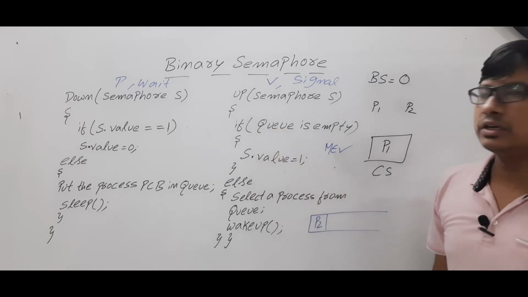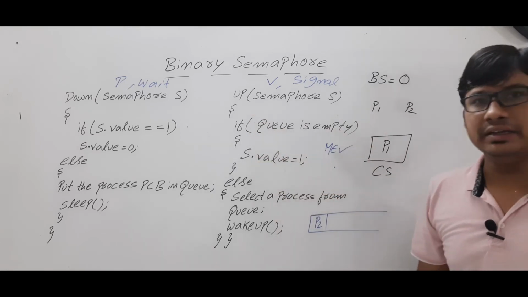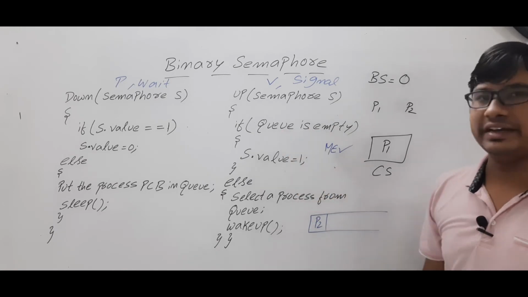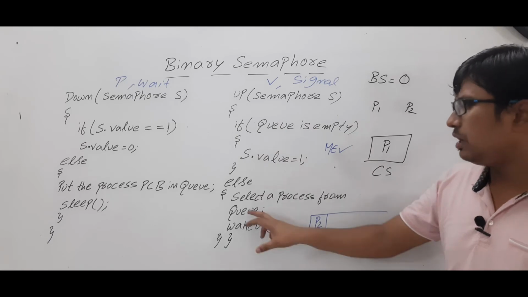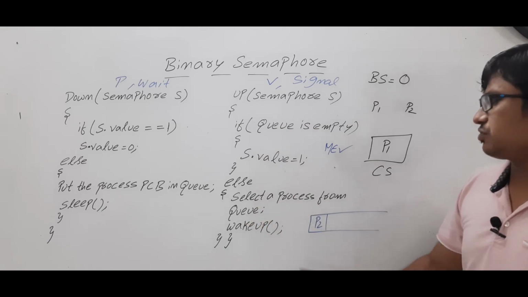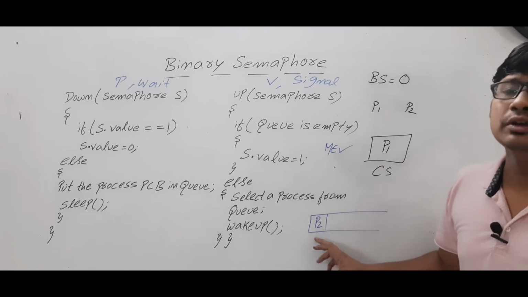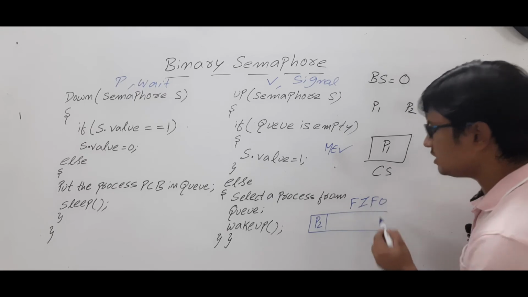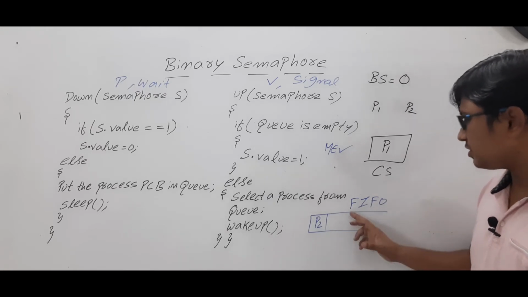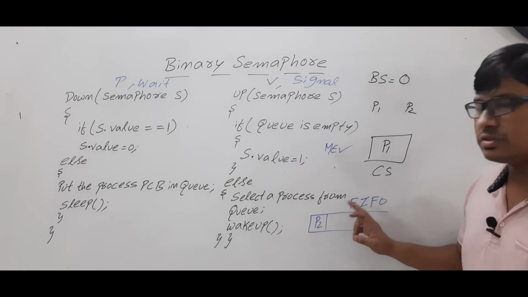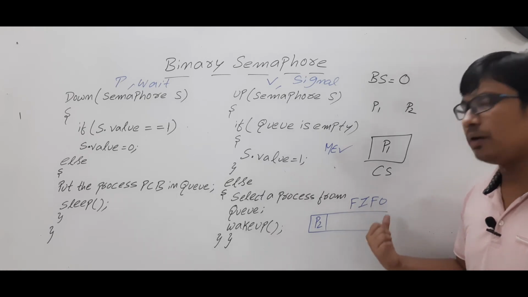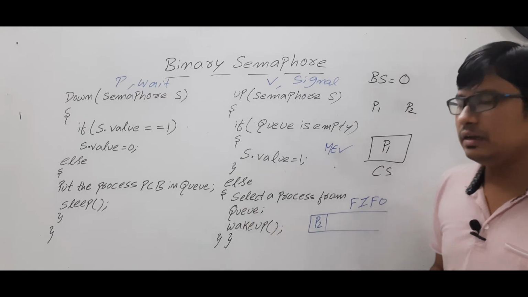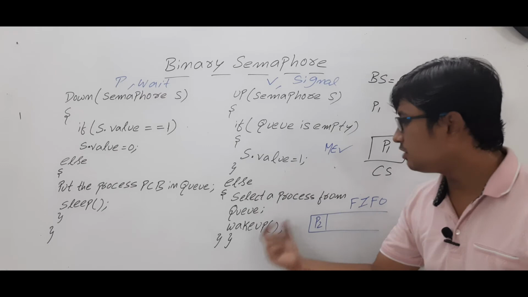Now look here. In the up operation, if Q is empty, look here, this is the Q. Is this Q empty? No. So if this condition is false, what will it do? Select a process from the Q. In Q, we perform the insertion and deletion operations in an order called first in, first out. This is the principle: the process which entered the queue first will come out of the queue first. Is it clear? So P2 will be selected from the queue and it will be woken up.